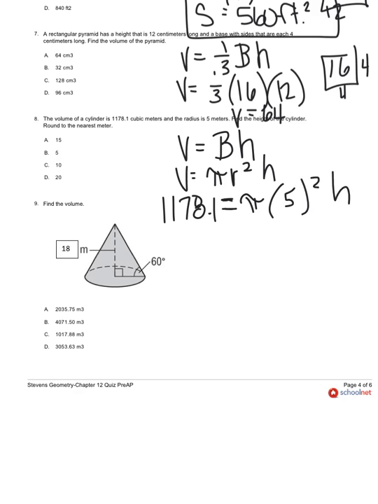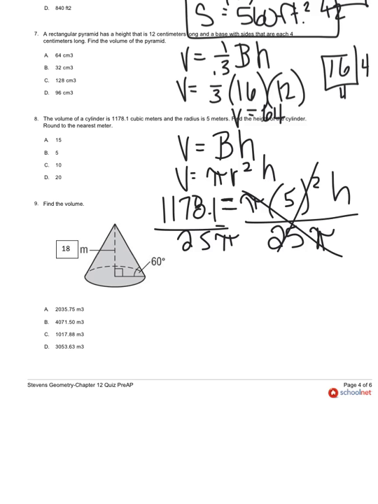And we're looking for the height. I want to get the h by itself. So what I want to do is move this 5 squared. What's 5 squared? 25. And I'll move the pi. I'm going to divide by 25 pi. My answer is my height equals 15.